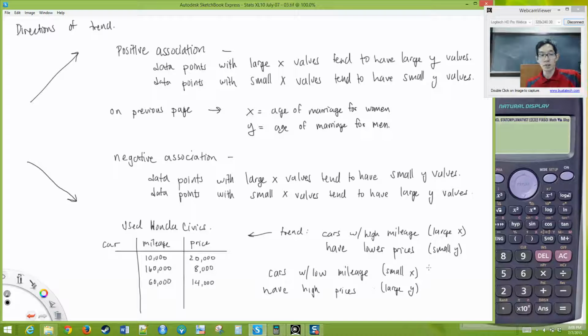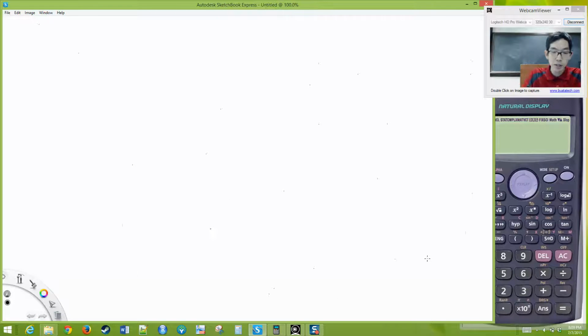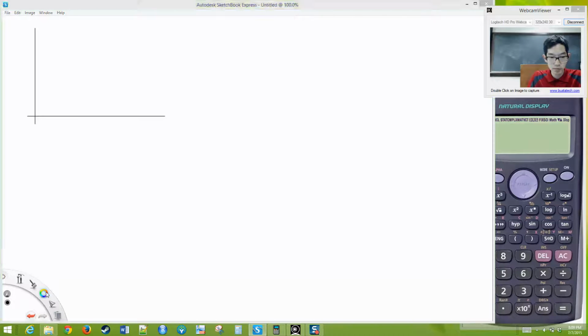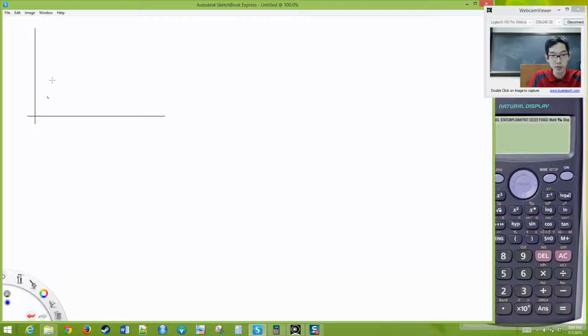Is that okay? Positive and negative association, okay? And so we can talk about different graphs and the data points that we would see. You can have quite a bit of scatter in the dots, okay? But this we would call positive.